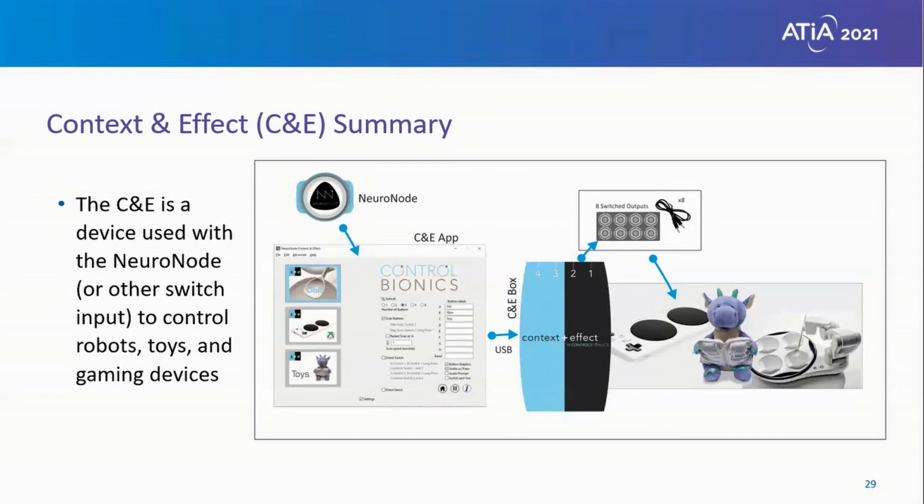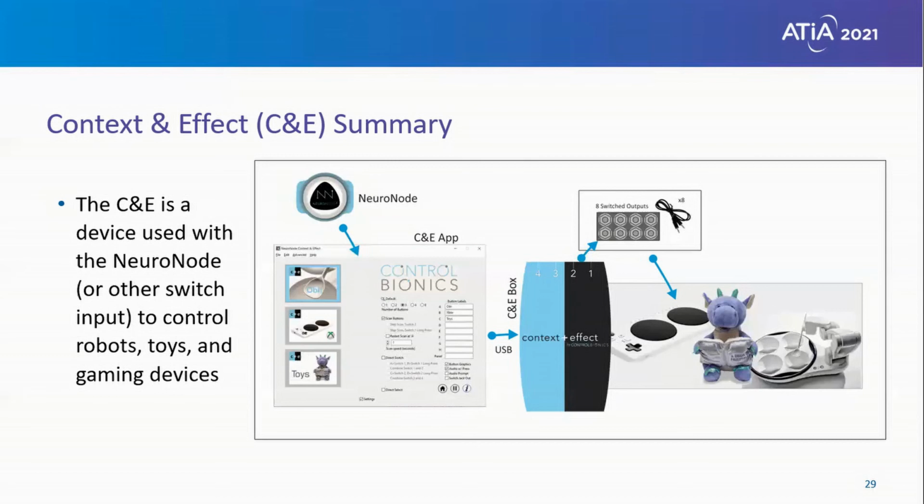For instance, you saw that in the Xbox pinball game where a single NeuroNode activation was giving you 3 outputs to the Xbox adaptive controller. And to a larger degree, the golfing game where a single NeuroNode activation was outputting through 6 of the outputs on the C&E to the Xbox adaptive controller to basically control the entire game of golf without any intervention.